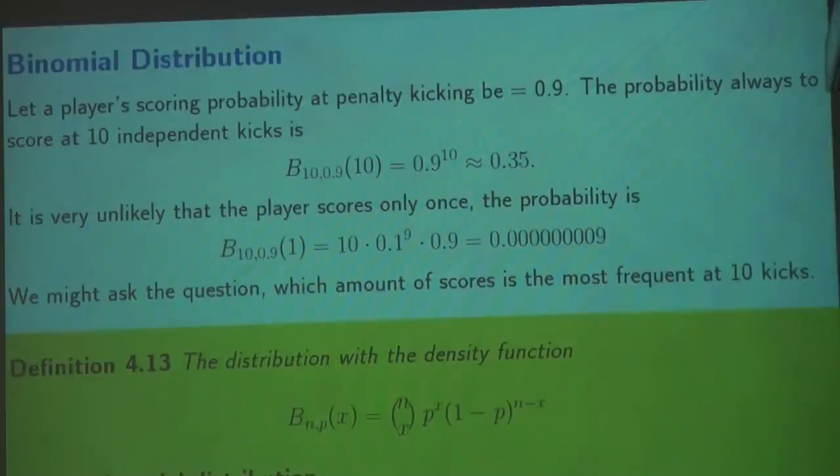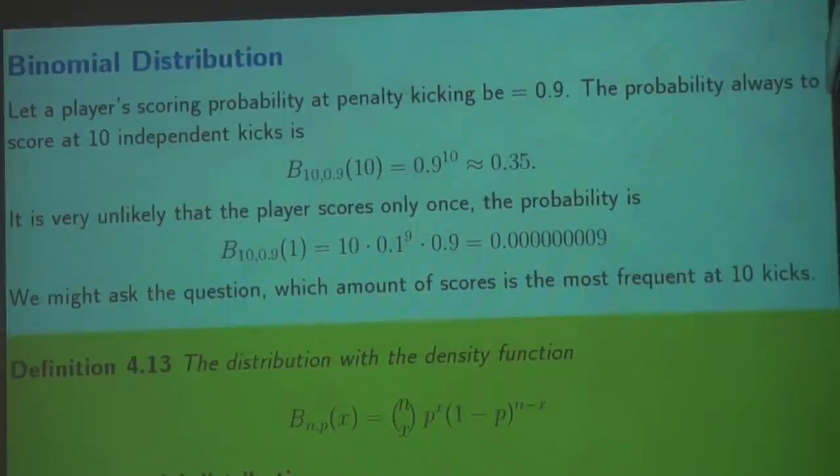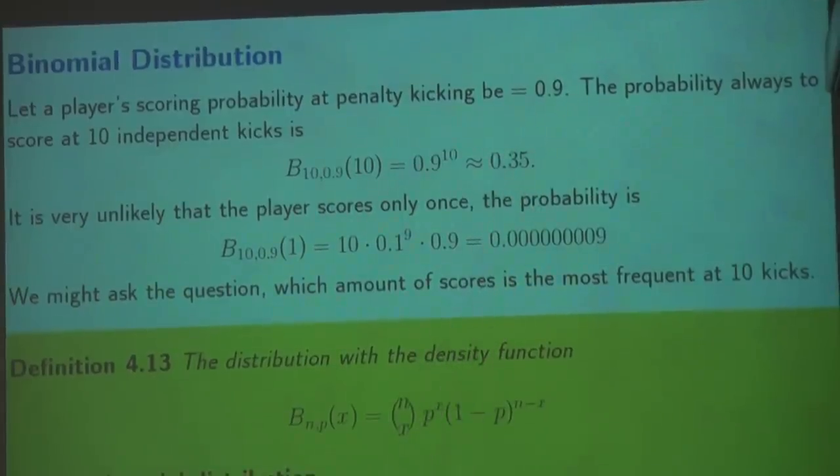Okay, and now we ask, for example, what is the probability if this kicker does 10 kicks? What's the probability to score 10 goals? If his probability for each individual kick to be a goal is 0.9. Okay, I mean, that's simple. It is simple under the assumption that all these 10 kicks are statistically independent. I mean, if this guy gets tired after kick number 5, then they are no longer independent.